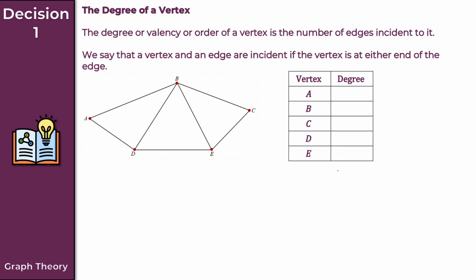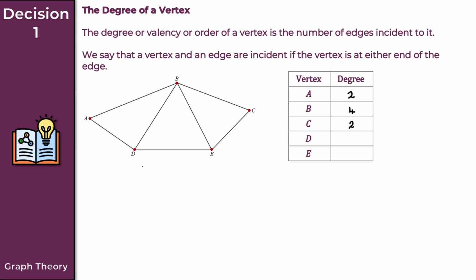Let's quickly fill out this table. Starting with the vertex A, how many edges are incident to A? I have this edge AB and this edge AD, so the vertex A has degree 2. For the vertex B, how many edges are incident to B? I have 1, 2, 3, 4, so B has degree 4. For C, it's essentially the same as A but on the other side, so again it has degree 2.